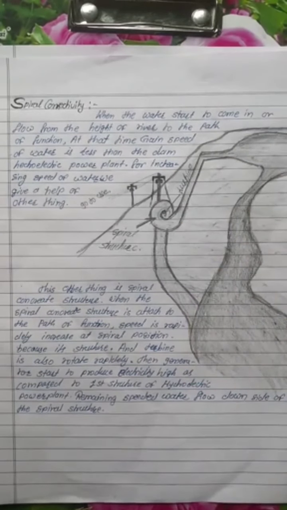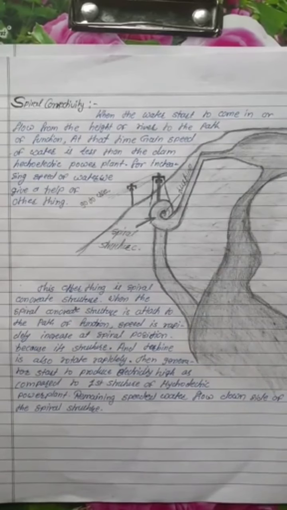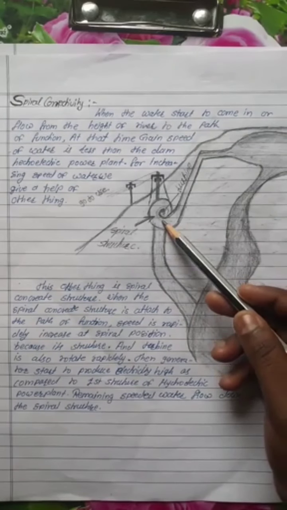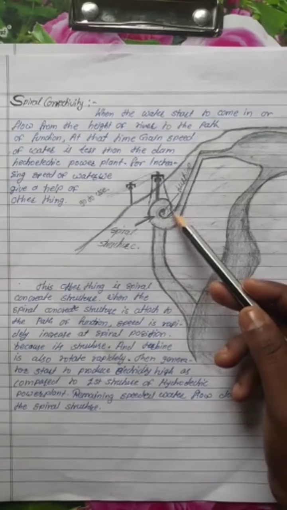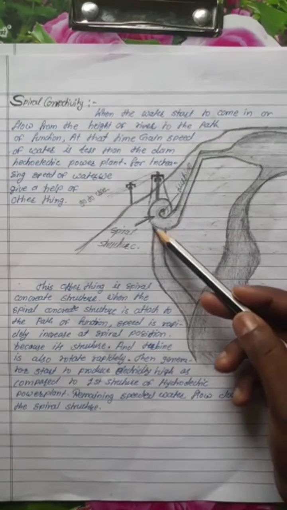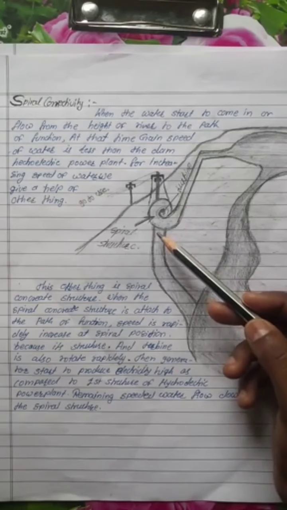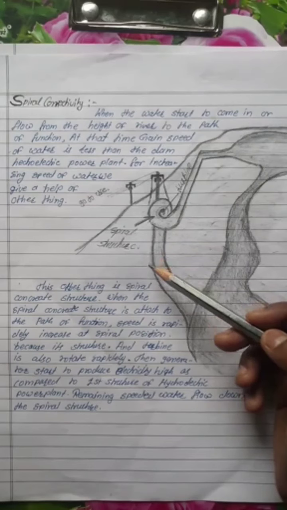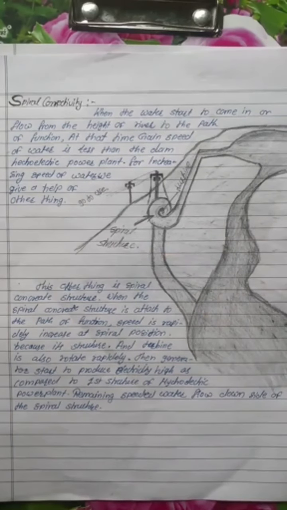For increasing the speed of water, we use the help of another thing. This other thing is a spiral construction. When the spiral construction structure is attached to the path of the function, speed is rapidly increased at the spiral position because of its structure. And the turbine also rotates rapidly, and the generator starts to produce high electricity.